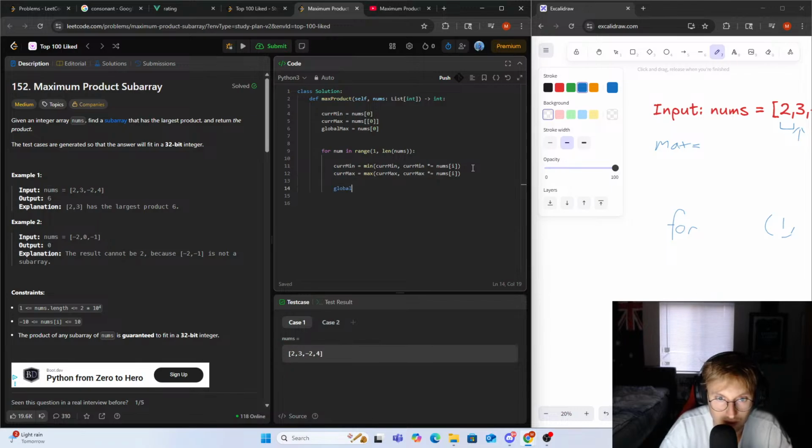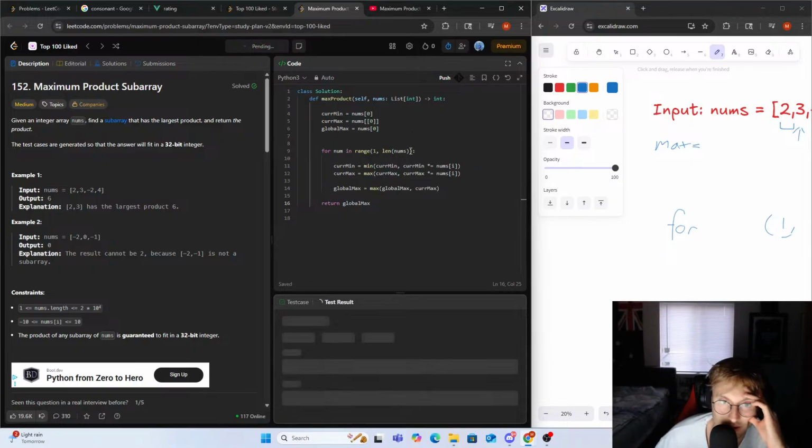And then obviously we need our global max here, right? And our global max would be the max of global max and the current max. Sorry, max. What am I doing? We would return our global max.